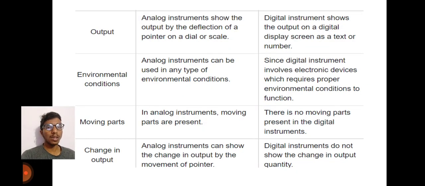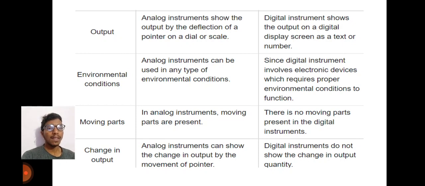Based on the output, the analog instrument shows the output by the deflection of the pointer on the dial or scale. Digital instruments show the output on the digital display screen, as text or a number, that is 0 or 1. Based on the instrumental conditions, the analog instrument can be used in any type of environmental condition, whereas the digital instrument involves electronic devices which require proper environmental conditions to function.